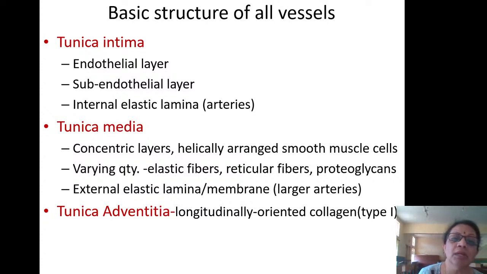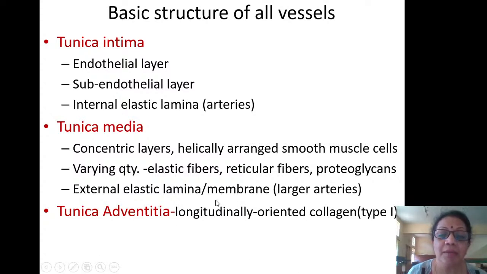The wall will have an innermost layer which is in touch with the blood flowing through the vessel, called the tunica intima, which will have an endothelial layer, a subendothelial layer, and an internal elastic lamina in the arteries. Then it will have a tunica media, which will be mostly muscle, arranged in concentric layers of smooth muscle cells. The number of elastic fibers and reticular fibers, in between the intercellular matrix of proteoglycans and the smooth muscle cells itself, varies depending on the type of vessel, and that's how we classify it.